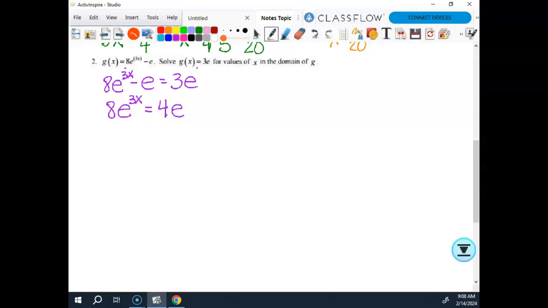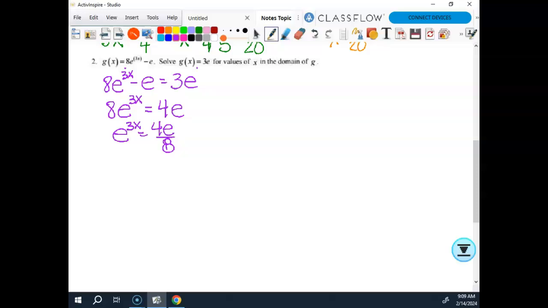And then I'm trying to get x by itself, right? So I'm going to divide both sides by 8. So I'll get e to the 3x equals 4e over 8. And then what's 4e over 8? How else can I write that? 1/2 e or e over 2, okay? Depending on how we write it might change what we do, and we are going to look at both ways, and I will tell you why when we get there.